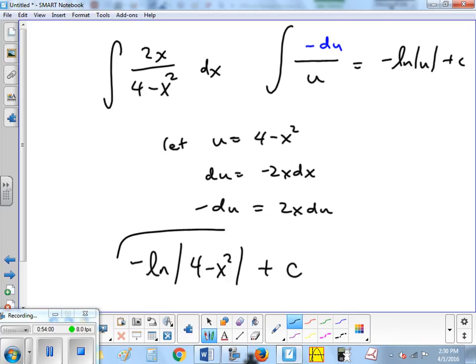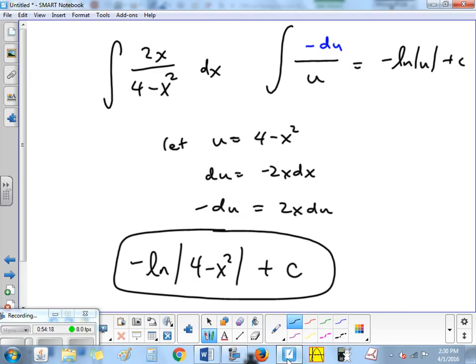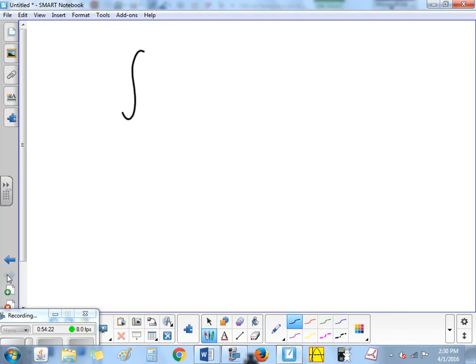You guys told me you were going to start checking your answers, right? Take the derivative to make sure it comes out to 2x over 4 minus x squared. Okay, but look at the next problem. It looks very much like 26. What's the only difference? Look at the numerator of 27. It's missing an x.